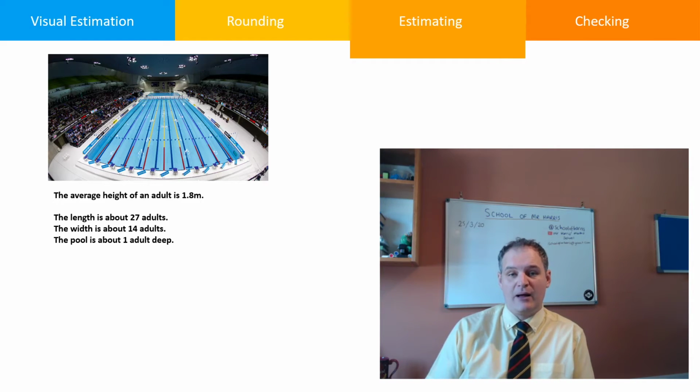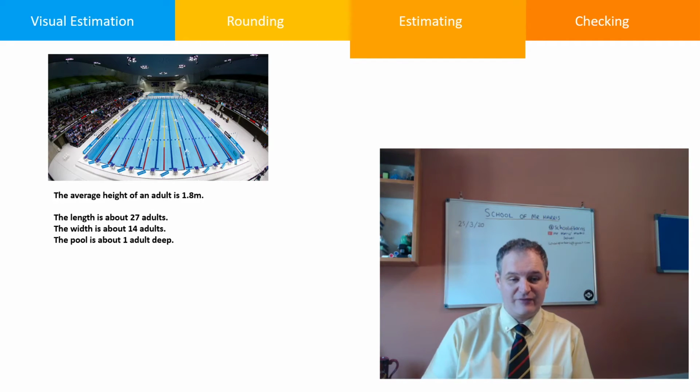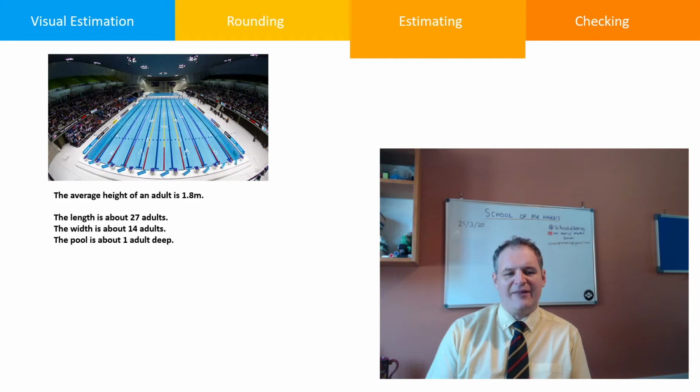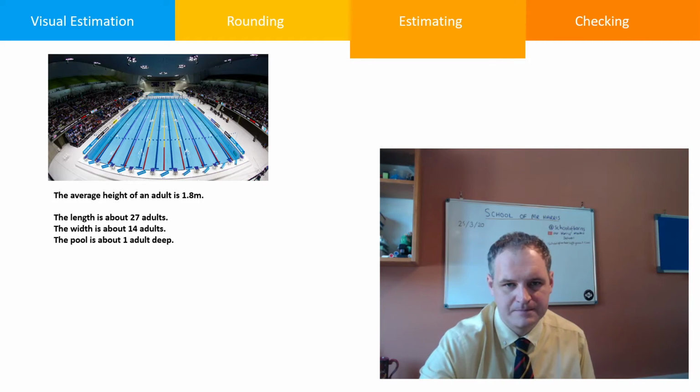Before people message saying, oh, was Mr. Harris involved in the measuring of this? It wasn't me, because I'm 1.9 metres, so I would have broken the average. But the average, so it was 14 adults. And the pool is about 1 adult deep. I know in most pools at the deep end still, I can stand up, the water goes to about there. So it's about 1 adult deep.